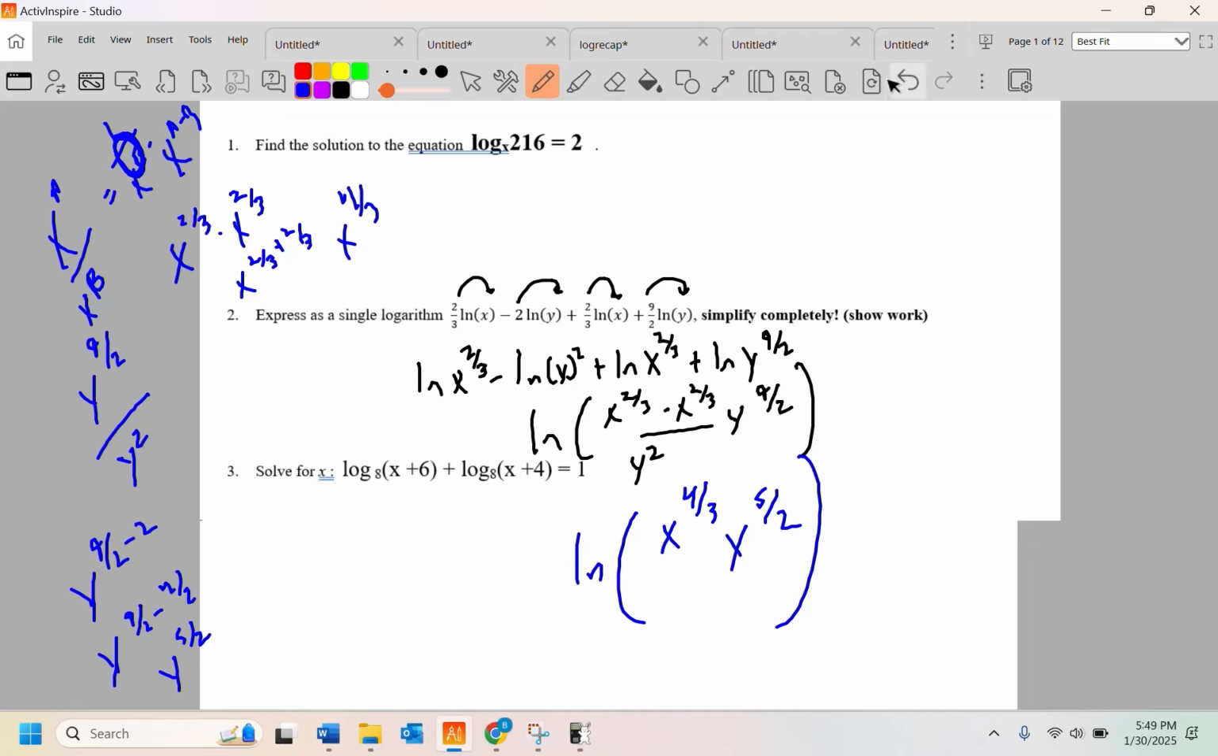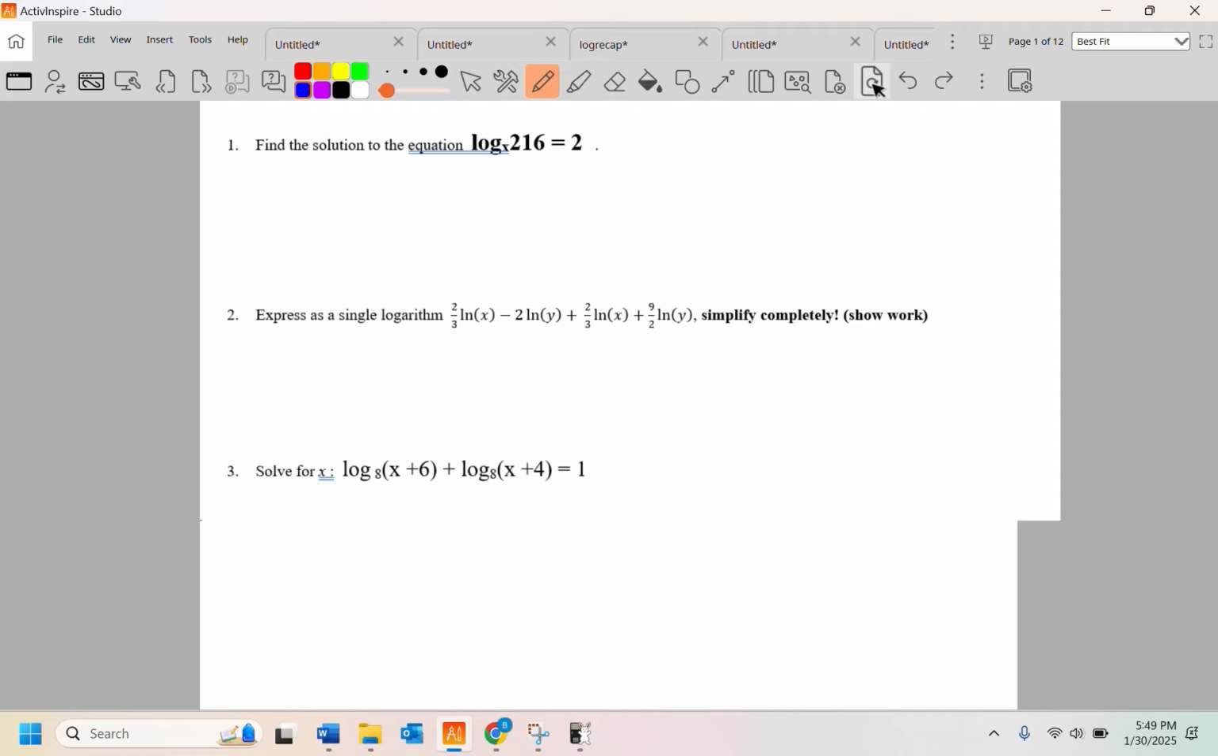And finally, saved the first for last. Find the solution to the equation. Log base x of 216 is 2. So I have not asked y'all one of these yet so far in this section, but it's not that hard. Base, argument, exponent. X squared is 216. Not too bad, huh? Anyways, x is going to be plus or minus the square root of 216.